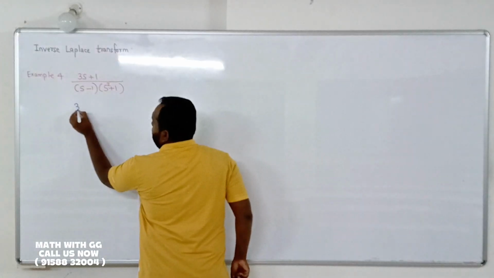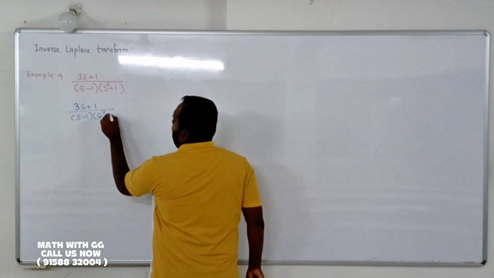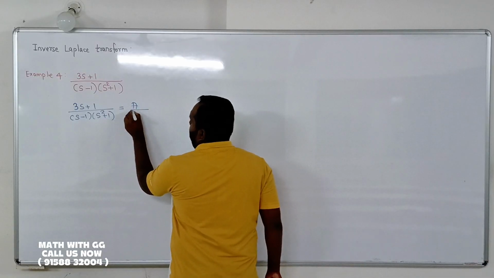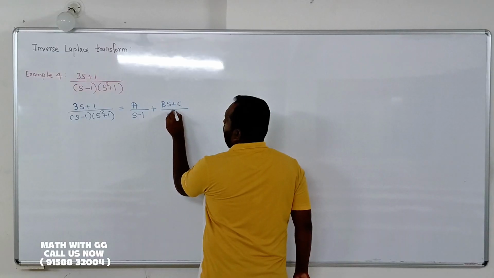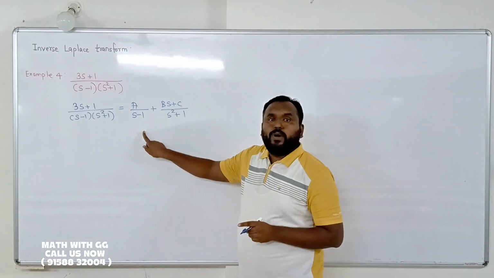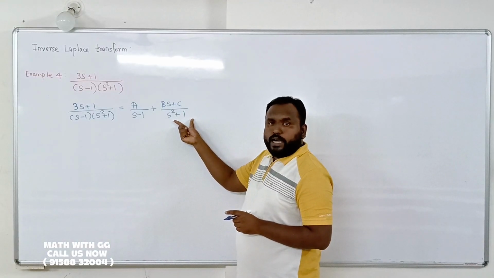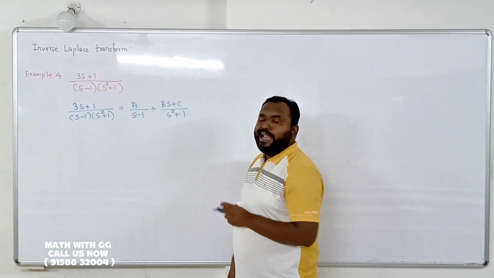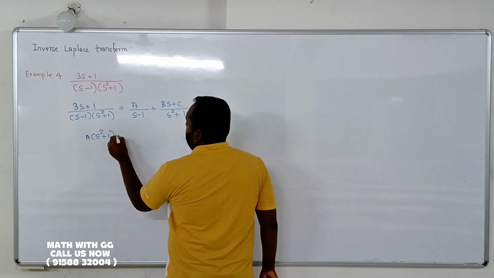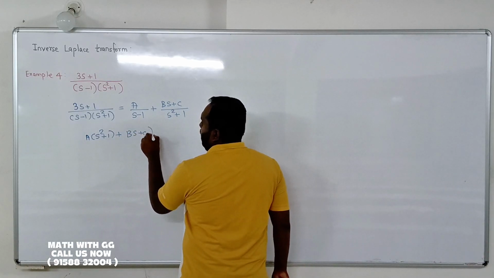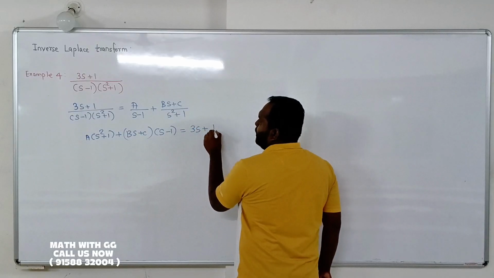So, this can be written as (3s plus 1) upon (s minus 1) into (s square plus 1) equal to a upon (s minus 1) plus (bs plus c) upon (s square plus 1). As s minus 1 is the linear factor, we take a upon s minus 1. S square plus 1 is the quadratic factor, therefore bs plus c. Cross multiplying and cancelling the denominator, we get a into (s square plus 1) plus (bs plus c) into (s minus 1) is equal to 3s plus 1.